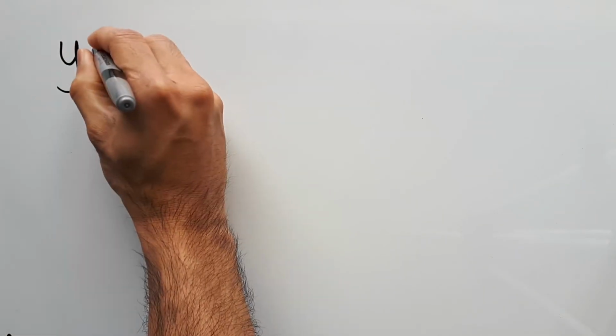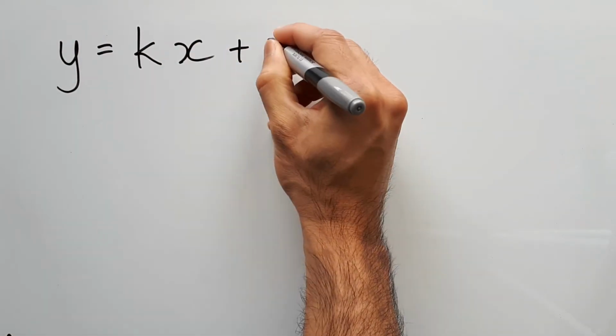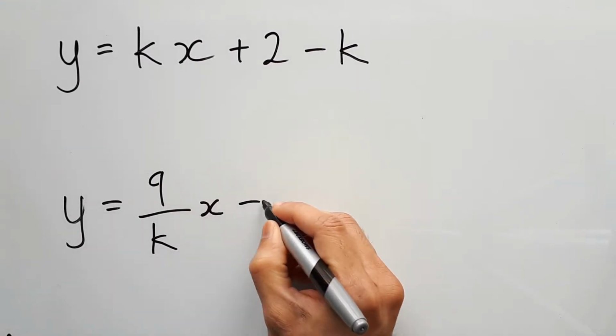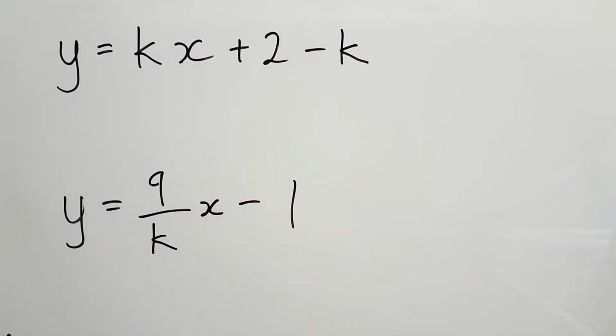Let's say you're given these two equations: y equals kx plus 2 minus k, and y equals 9 over k times x minus 1. These are actually equations for two straight lines, but there is an unknown value of k inside each of them. This means we don't actually know how these two lines behave.